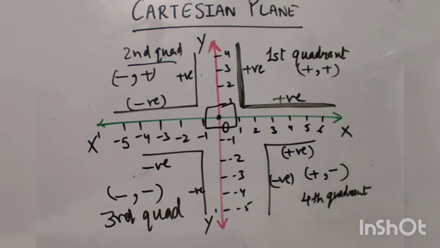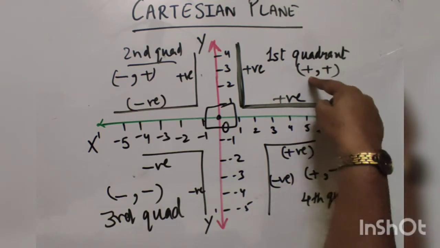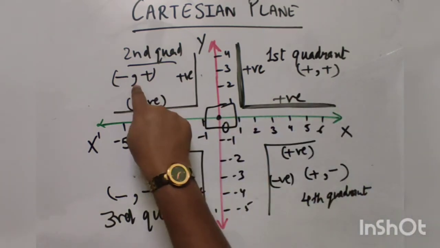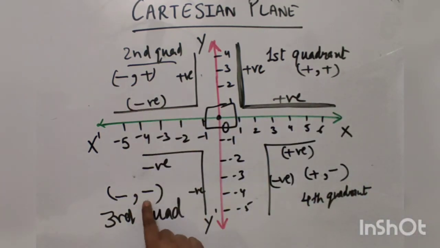Now you must be thinking, why am I talking about all these points, that this one has positive numbers, this one has both numbers, this one has only negative numbers, and this one has both numbers.